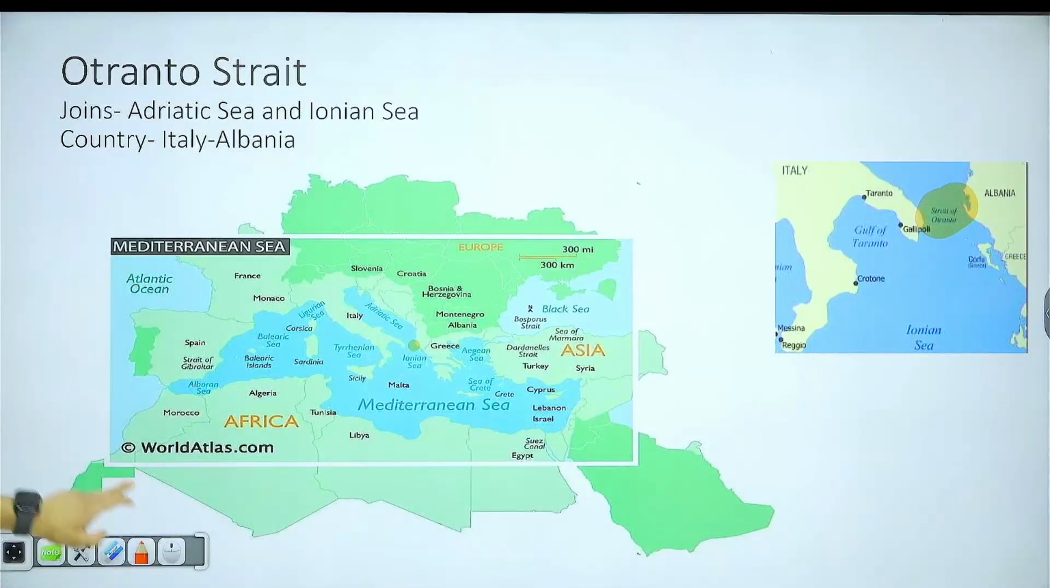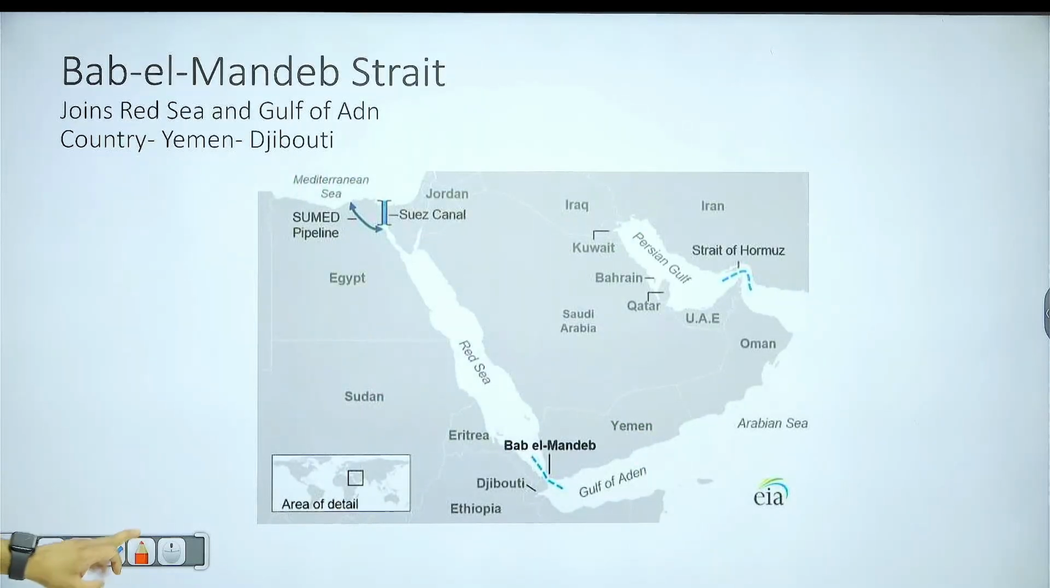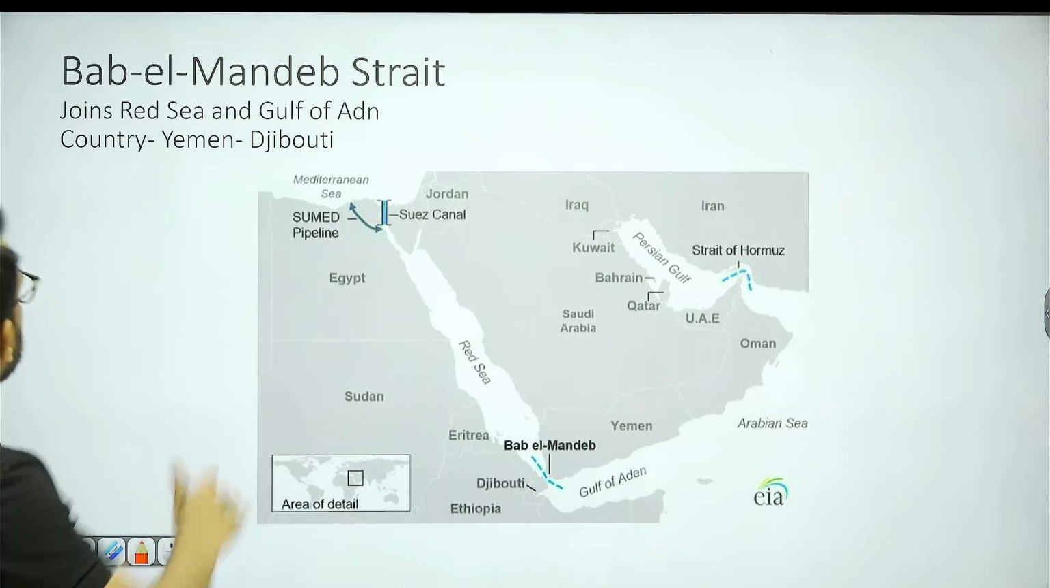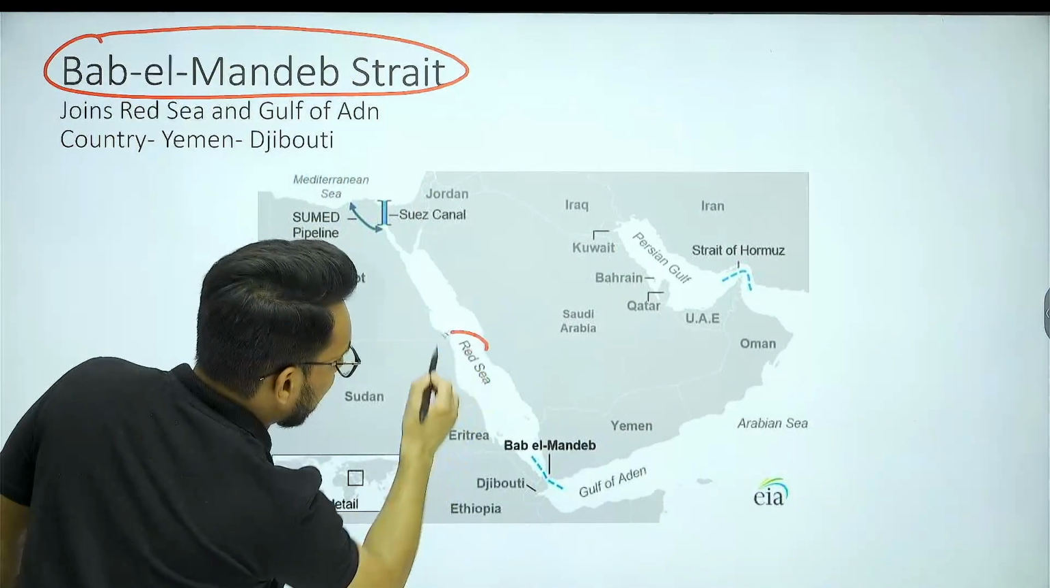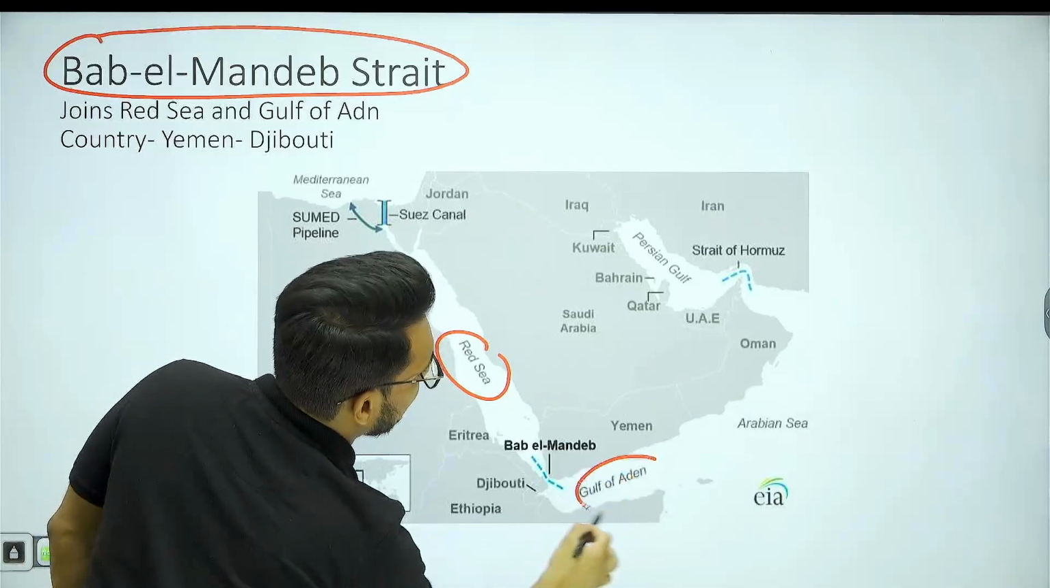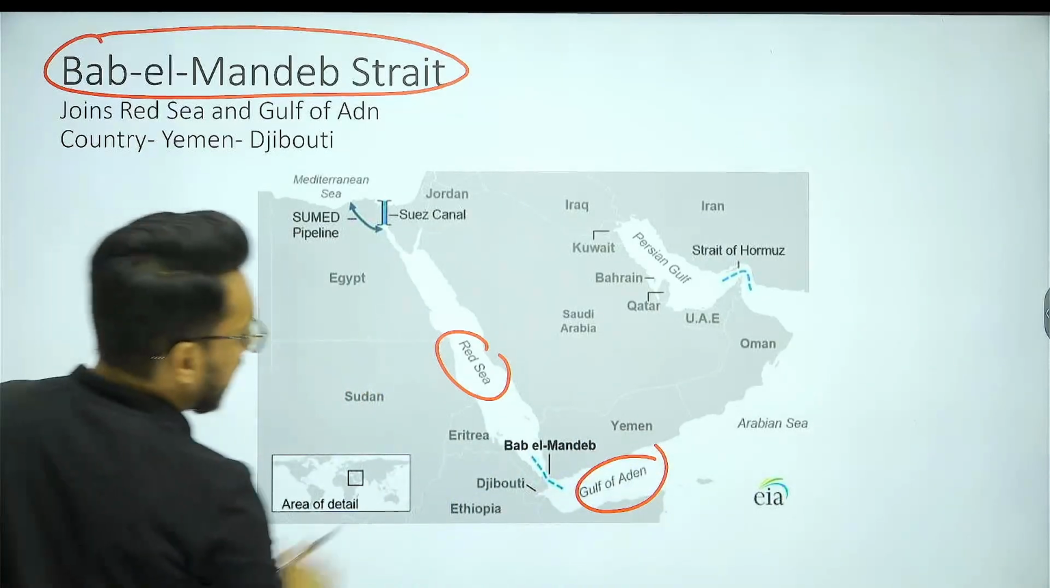Okay, moving on. Then we have two important straits, that is Bab el Mandab Strait and Strait of Hormuz. Now first of all, we have Bab el Mandab Strait. It joins the Red Sea with the Gulf of Aden.